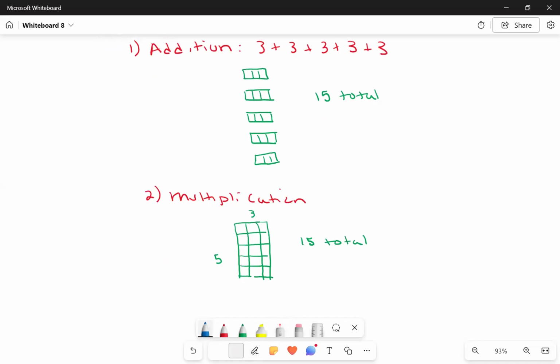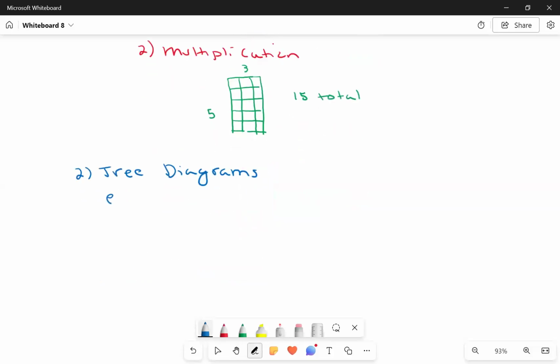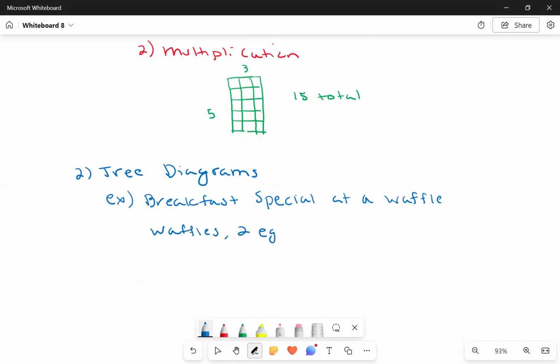The other major visualization that gets used is tree diagrams. Now, I have to openly admit, I'm very bad at these. So I tried to come up with an example that I hope won't be terrible, but I might have to erase. Let's say there's a breakfast special at a Waffle House. You get however many waffles, and it comes with 2 eggs and breakfast meat.